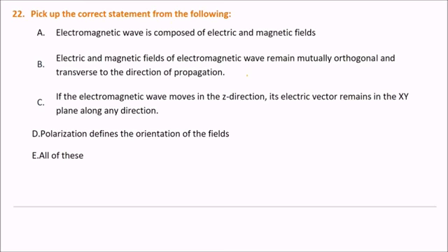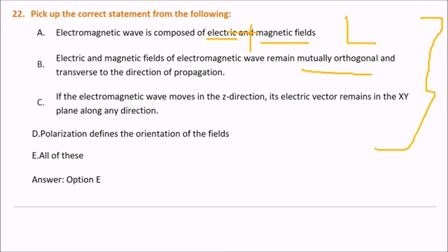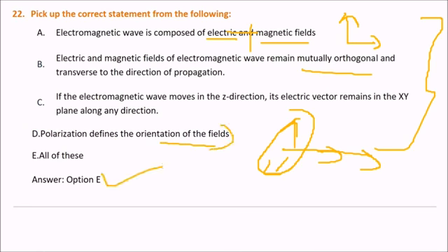Next is, pick up the correct statement from the following. So several options are there for you. Tell me the answer. The answer is all of the above, because electromagnetic wave is composed of electric and magnetic fields. This is correct. Electric and magnetic fields of an electromagnetic wave remain mutually orthogonal and transverse to the direction of propagation. So direction, electric field, magnetic field. If the electromagnetic wave moves in the z direction, its electric vector remains in the xy plane, along any direction. Polarization defines the orientation of the field. This is also correct. So all of these are correct.